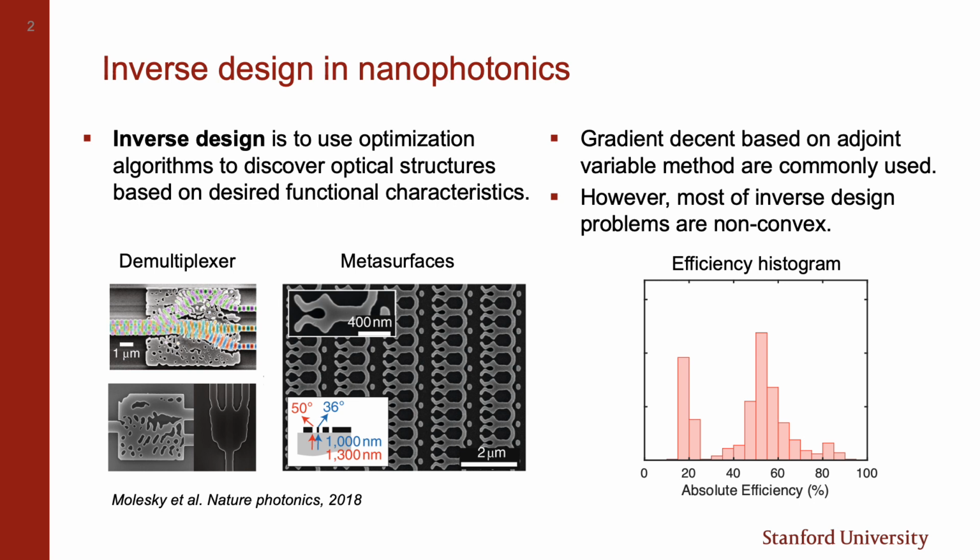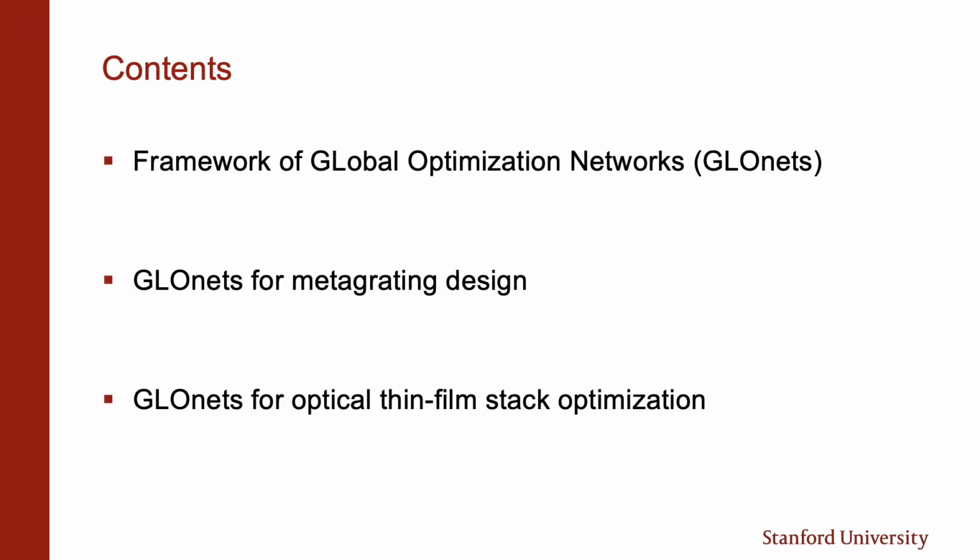Then there's a question for us. Can we come up with a gradient-based algorithm to perform a better global search? In this talk, I will first introduce the framework of global optimization neural networks, GLOnets for short, to solve this problem. Then I'm going to talk about its application to metagrating design and optical thin film stacks.